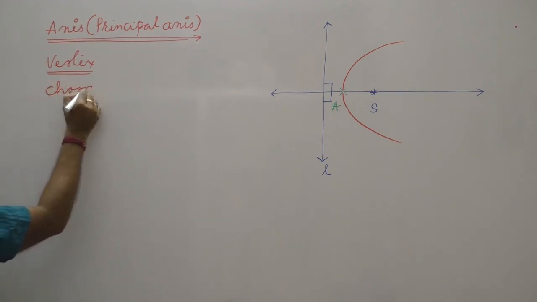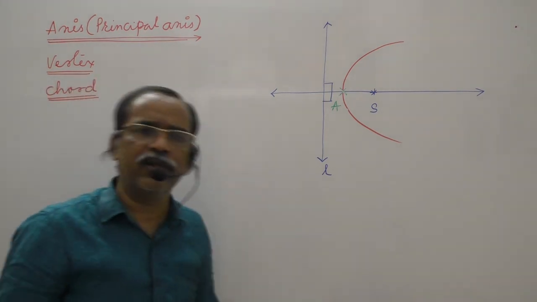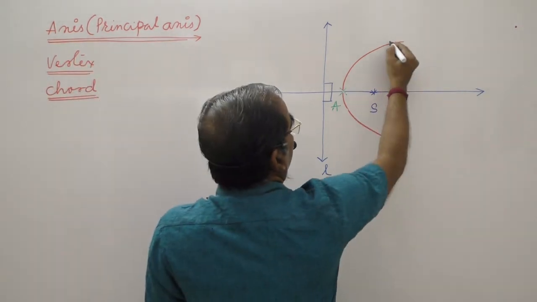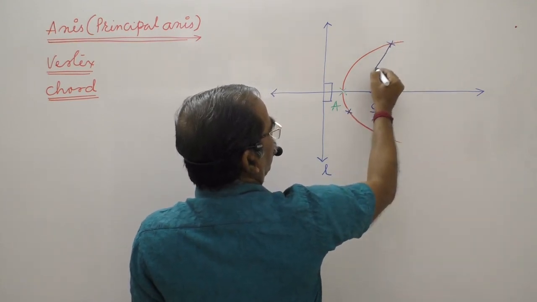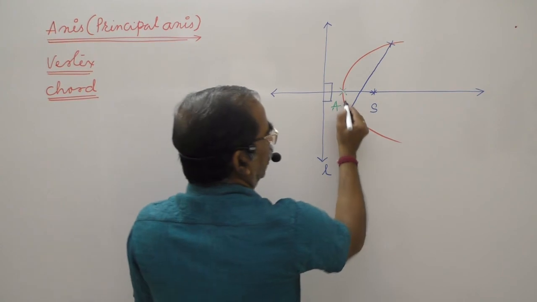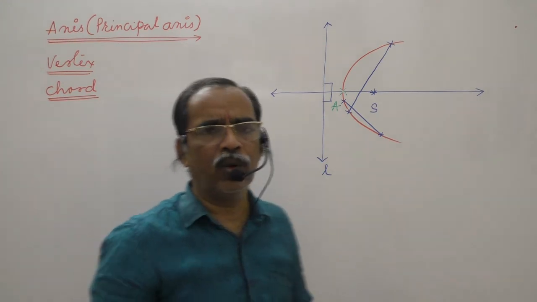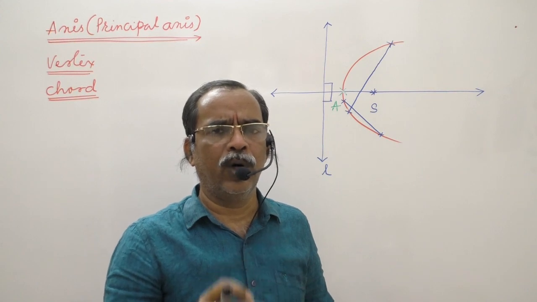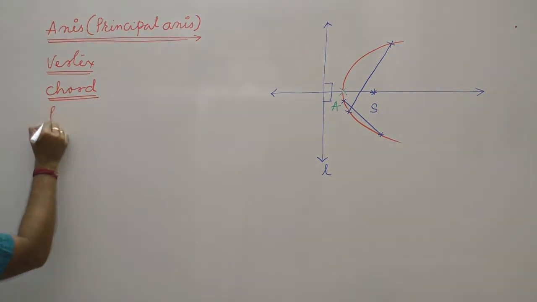Chord. As usual, what is a chord? It has the same usual definition seen in circles. A chord is a line segment joining any 2 points on a conic. For example, if you join these 2 points on a conic, it is a chord. Similarly, if you join 2 more points, this is also a chord. Very simple. A chord is a line segment joining any 2 points on a conic. After this, next, focal chord.